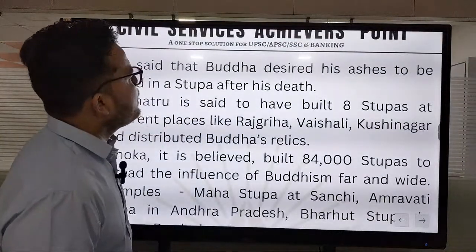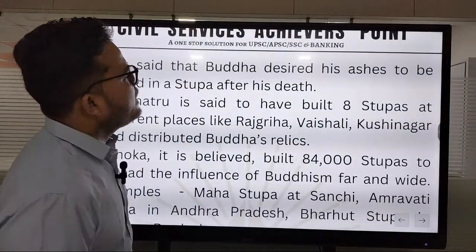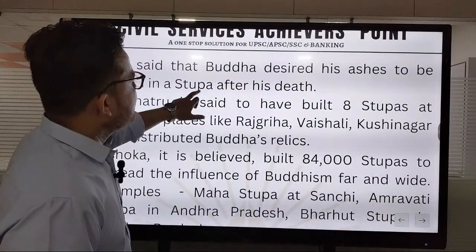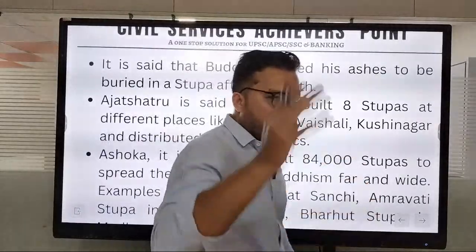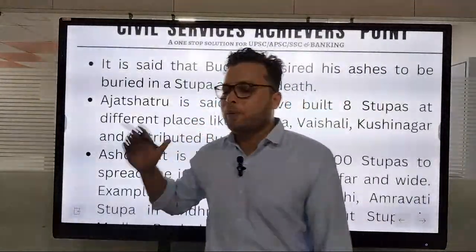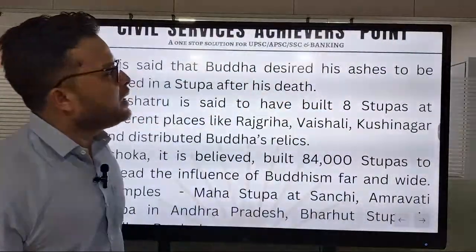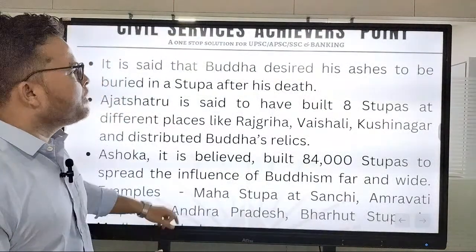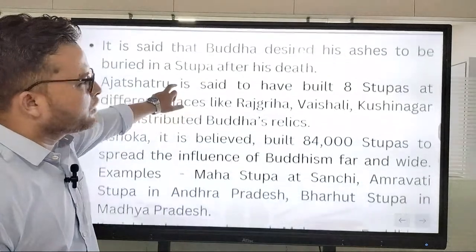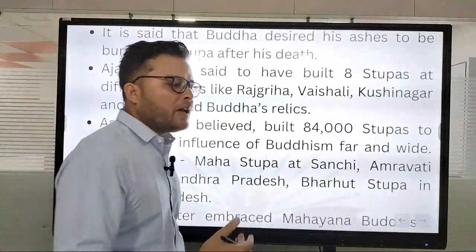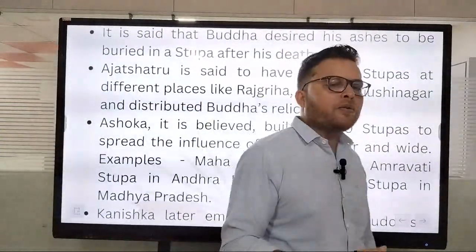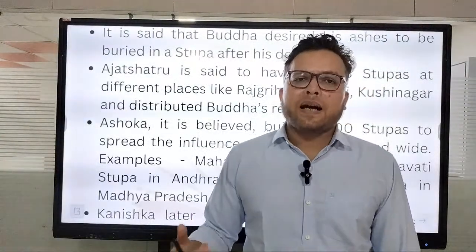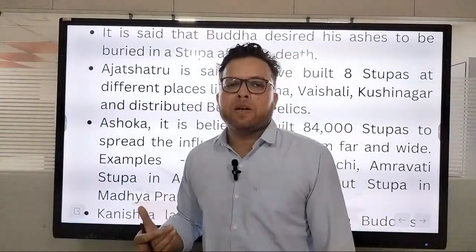See, it is also said that Buddha desired his ashes to be buried in a stupa after his death. Like I said, while talking about the stupa architecture, Buddha, while he was alive, desired his ashes to be buried in a stupa after his death. So, Ajatshatru, it is said that, who is Ajatshatru? Ajatshatru was the son of Bimbisara, Haryanka dynasty. I'm talking about Magad. They were rulers of Magad.